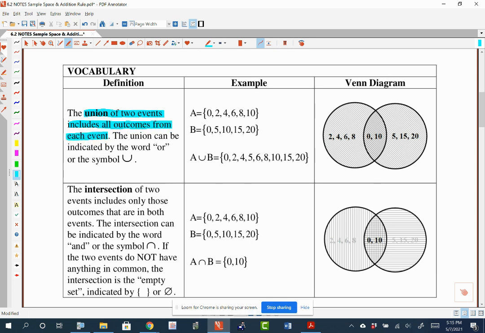So let's look at our events here. We have event A, 0, 2, 4, 6, 8, 10, looks like even numbers. And we have an event B, 0, 5, 10, 15, 20, which looks like multiples of 5. A union of these 2 events includes all of the outcomes. So I'm looking for all possibilities here, all of those outcomes.